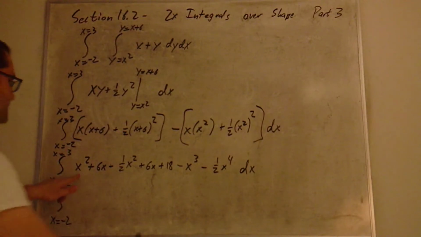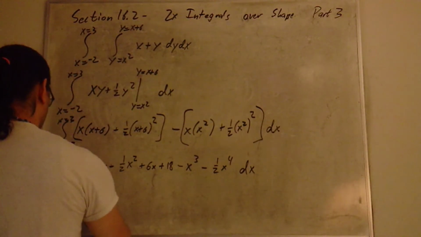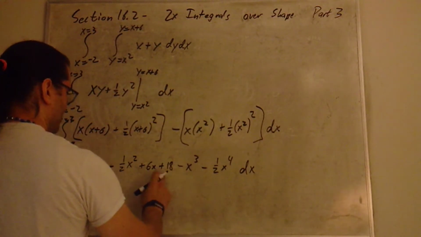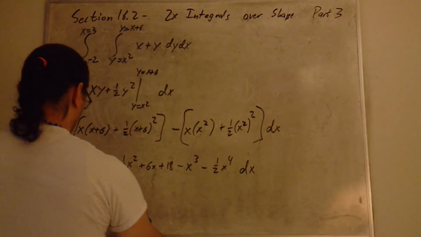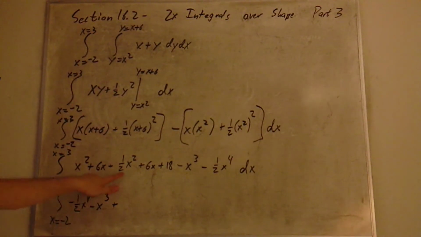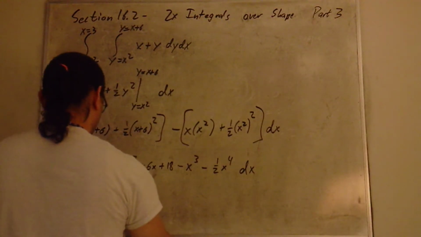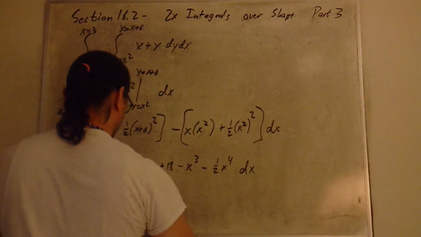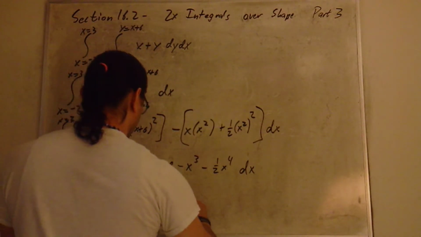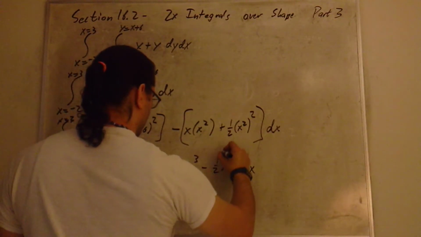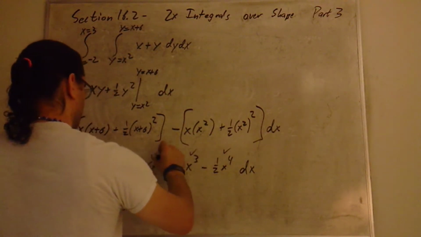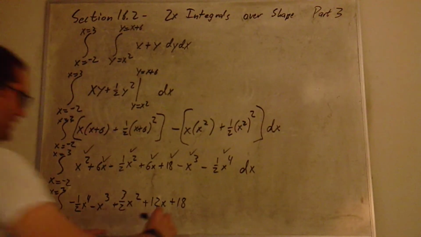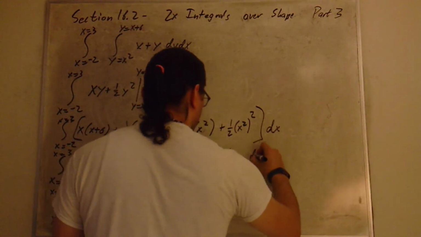What do we got? Start with the x to the 4th. So we got -1/2 x to the 4th minus x cubed plus, this is going to be 3 halves x squared, 3 halves x squared, 12x plus 18. That's, this guy got used, this guy got used, the 18 got used, the 2 6's got used, and the 2 x squareds got used. That's everything. Okay. And the dx. Dx also got used.